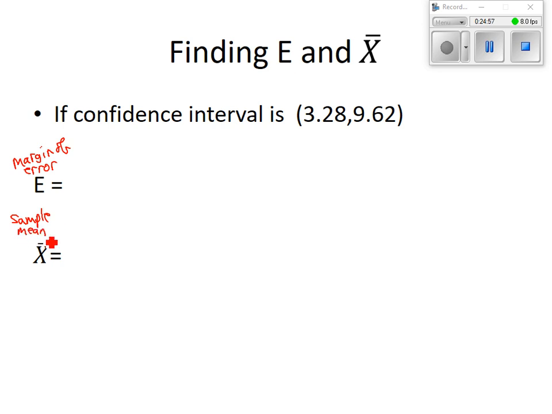All you do to find the margin of error, and I'm going to write down what you do first, and then we'll actually do it. All you do to find the margin of error is subtract your two numbers here. So subtract your, let's say limits, lower limit and a higher limit, and divide the answer by 2.